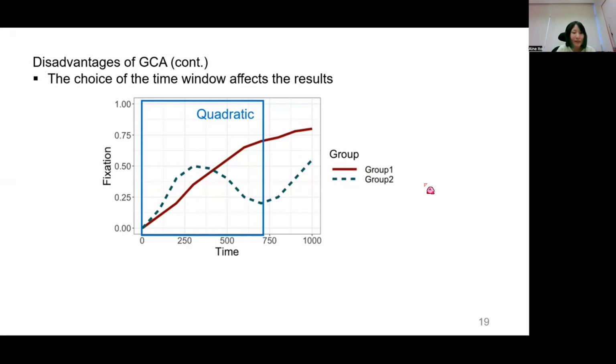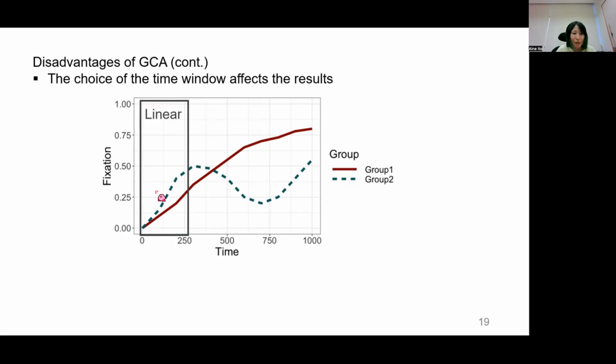And if we make the window much shorter, just here, then we might find a linear term interaction with group, because we now only have the linear pattern. We might find that this slope is different from group 1's, but we don't have the curvature where it goes up and down anymore.